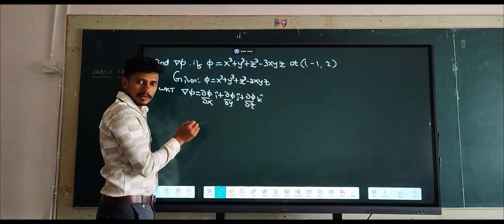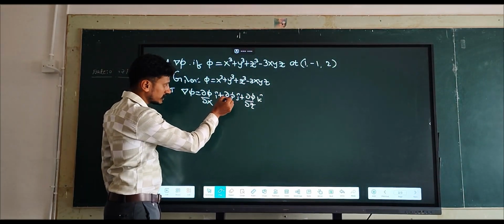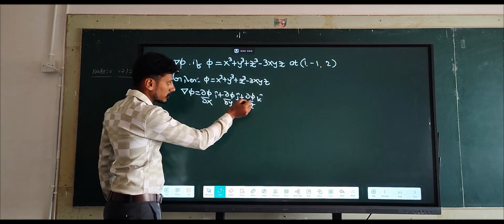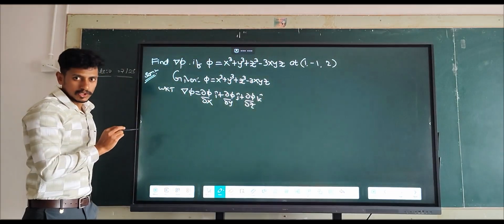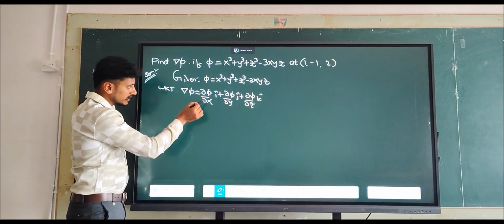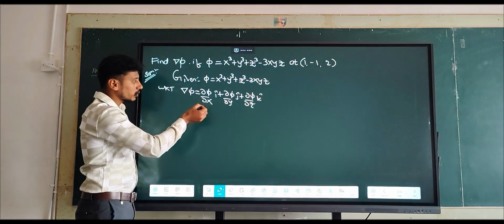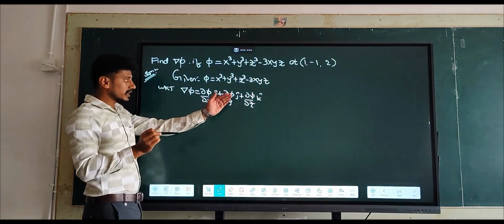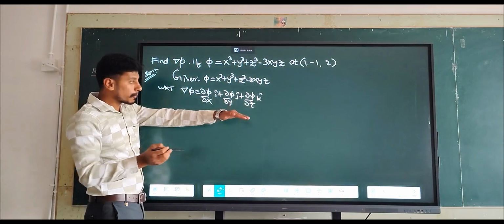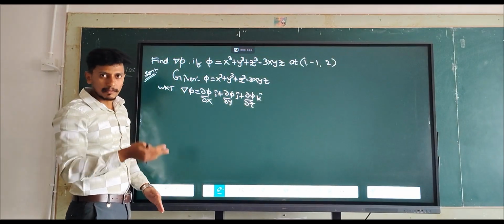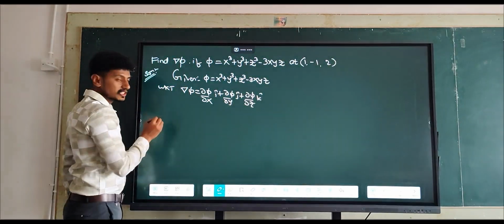Similarly, what is dou phi by dou y? It is the partial derivative of phi with respect to y, and dou phi by dou z is nothing but the partial derivative of phi with respect to z. So before doing the partial differentiation, make sure that while differentiating with respect to x, you treat y and z as constant. Similarly, while differentiating with respect to y, you treat x and z as constant. Apart from that variable, you should treat all the remaining variables as constant. By using that concept, let us do the partial differentiation.